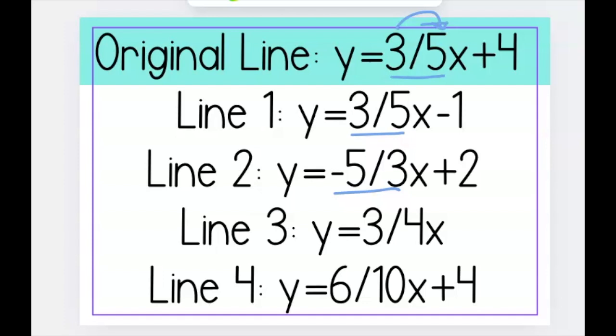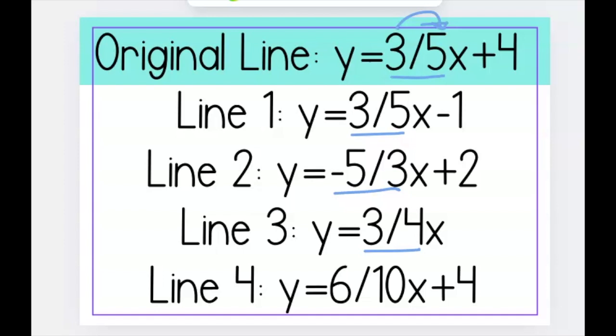Line 3, this one just has a different slope, but it is in no way related to 3/5. So that would just be intersecting. So if we have a slope that is not 3/5 or -5/3, if it's anything else, so that would include 1/4, 1/2, 3/7, 2/3, that means it's going to be intersecting. It will meet the other line at some point, but it's not going to be perpendicular.